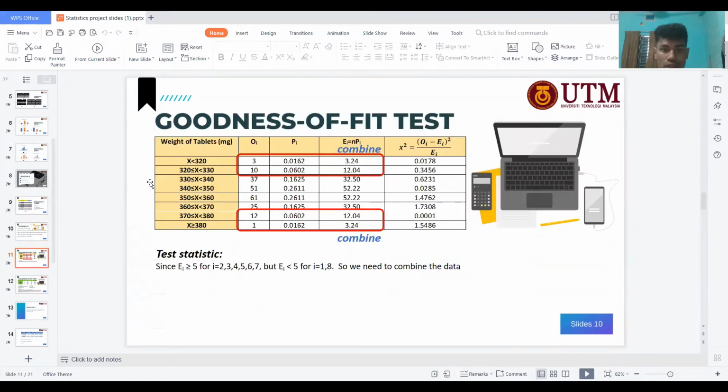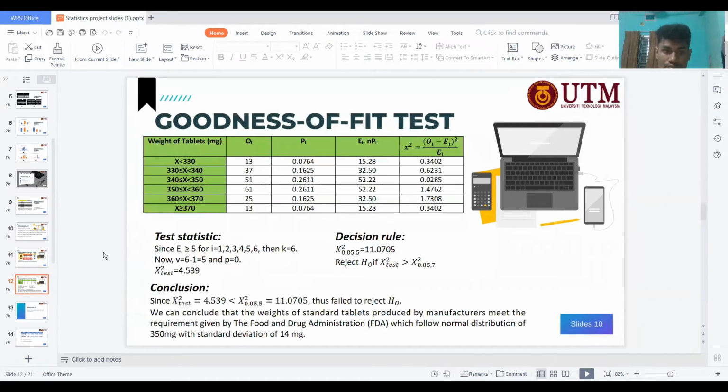After that, we move on to the goodness of fit test. There are a lot of ranges. You have already found the probability in the previous slide. After that, we find Ei and chi-square. Chi-square equals Oi minus Ei, whole squared, divided by Ei. This table shows that some data are the same, so the table shows what it looks like if we combine this data.